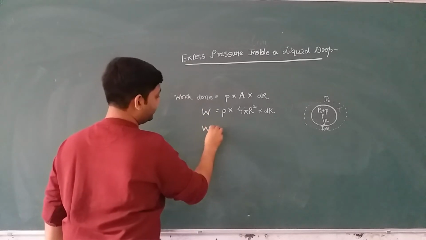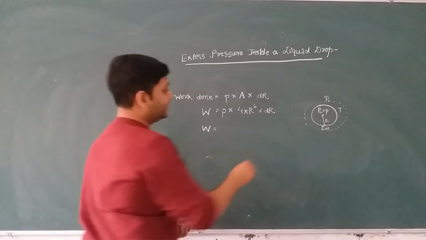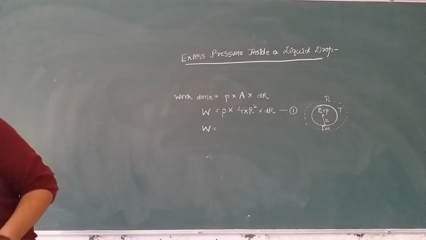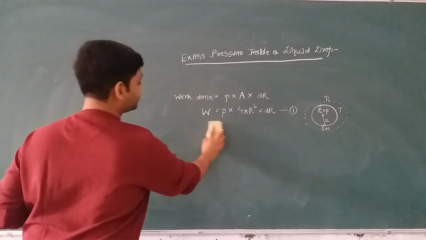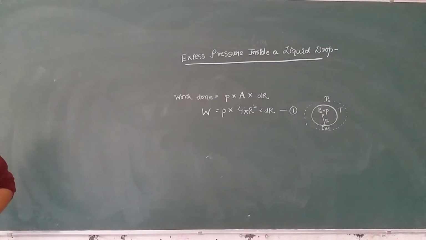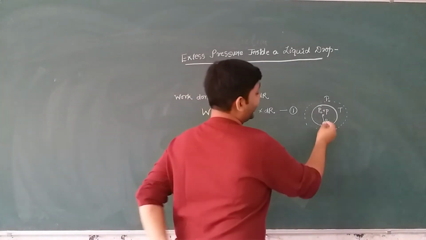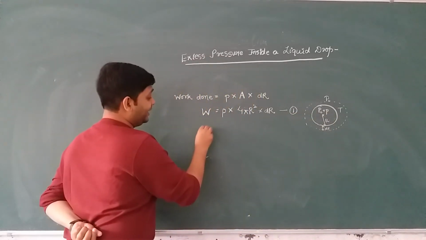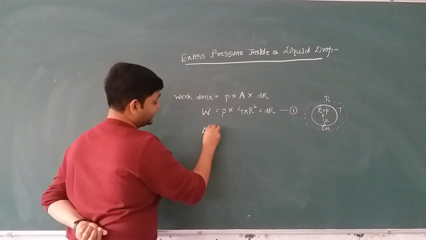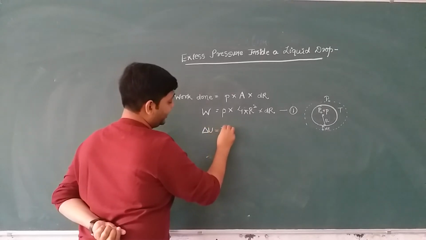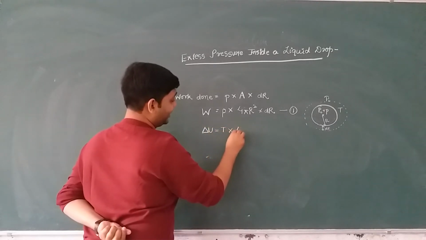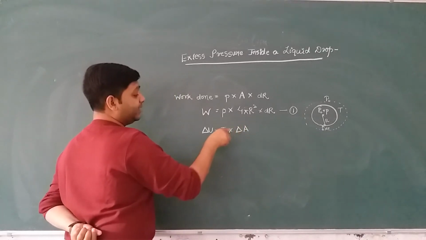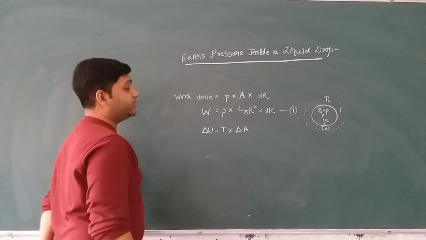This is the work done. Okay, let it be like this. This is equation 1, the value of work done. Now, by the concept of surface energy, we know delta U, the increase in surface energy, is equal to T into delta A. That means if you are increasing the surface area, then surface energy will also increase.